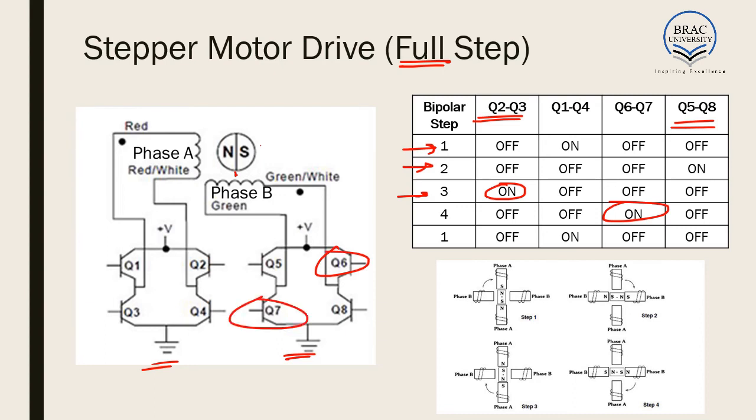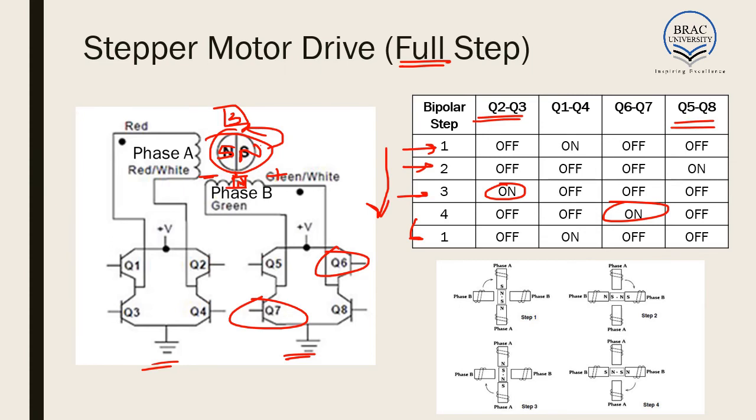If we turn these two on, we'll get a plus of phase B here, minus of phase B here. If that is created here, the pole of B that was here will be south and this will be north. If that is the case, then the knot which was there in step 3 will rotate by 90 degrees and move to this position, and this will again rotate. In this way we can make this motor rotate in counterclockwise direction.